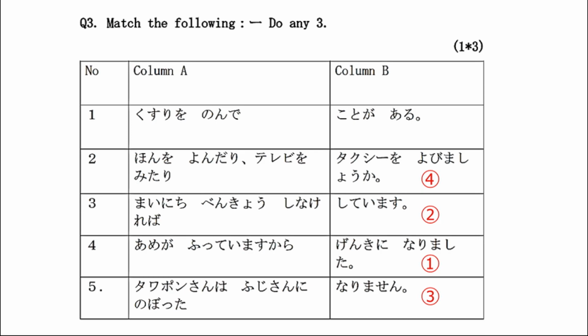Here you must note that the sentence ending with mashoka is used when the speaker is offering to do something to help the listener. Let us see the fifth sentence. Tawapon-san wa Fujisan ni nobotta. I think by now you would have learned the pattern ending with ta koto ga arimasu, which is used in referring to something which one has experienced in the past. So the correct answer will be koto ga aru, which is in the first line of column B. So let us write 5 next to this sentence.